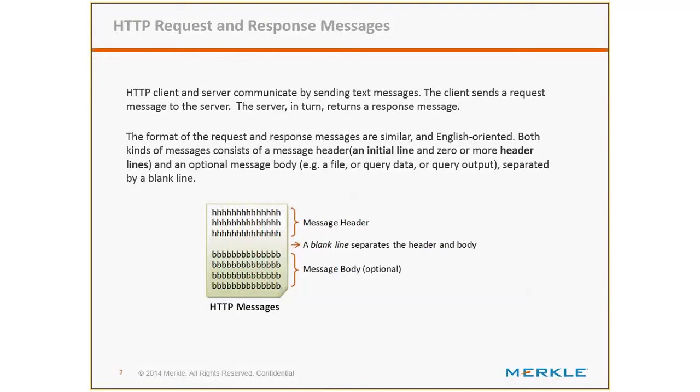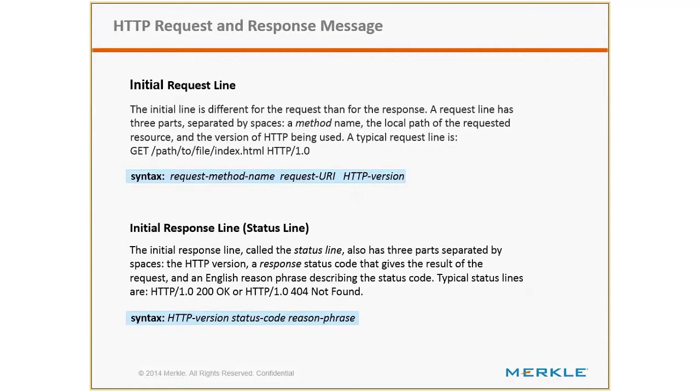So a message header consists of an initial line and 0 or more header lines. Let's go to the initial line first. The initial line is different for the request than for the response. In a request message, the initial line is called the initial request line. It has 3 parts.